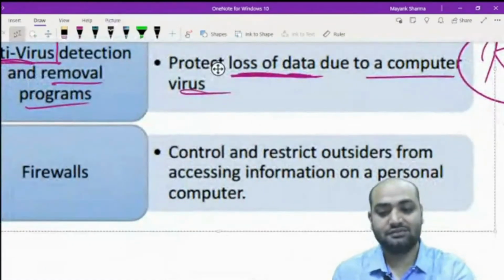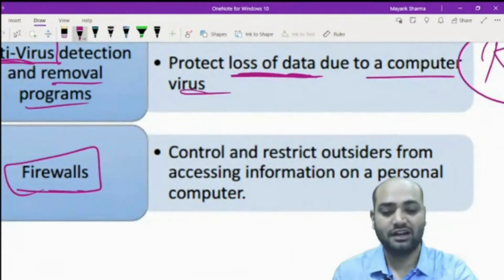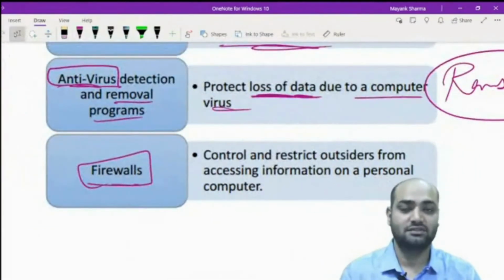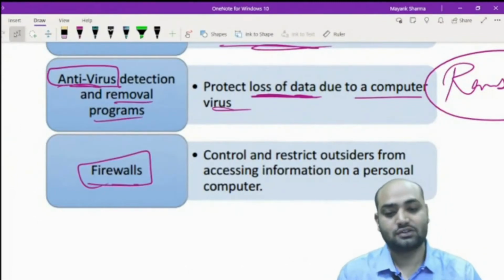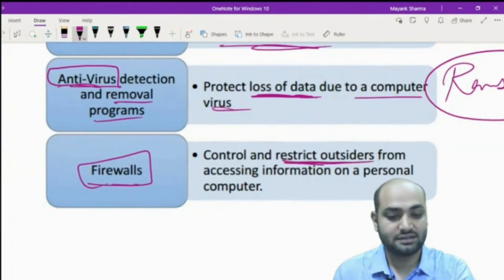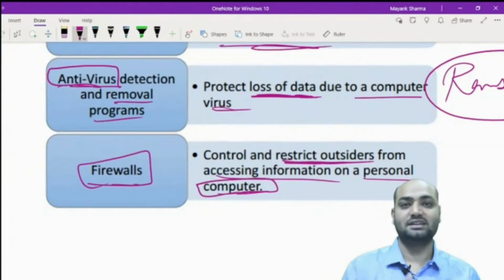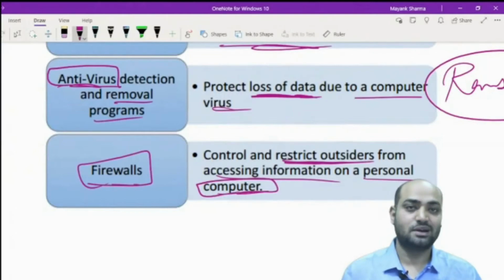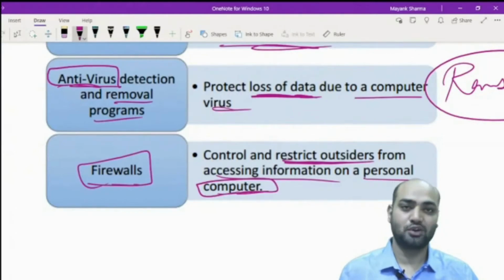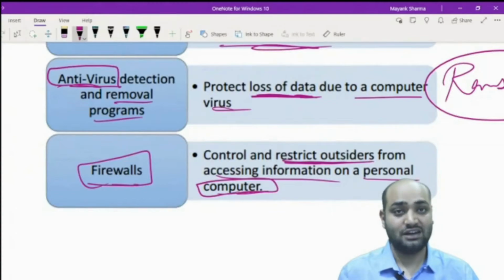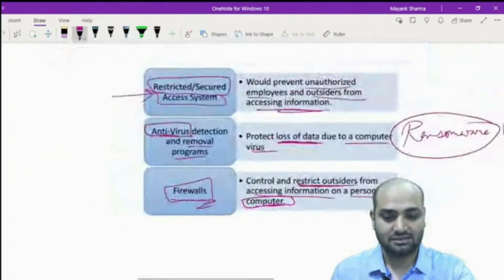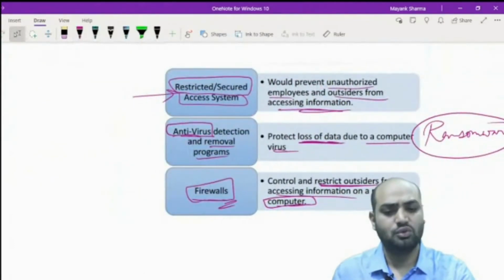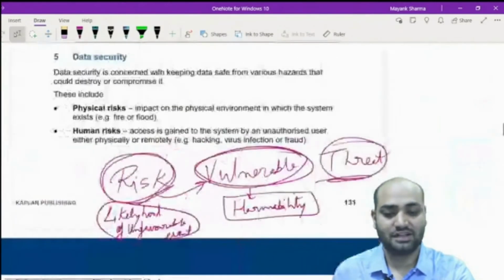Then we have the term firewall. What is a firewall? A firewall is again a protection. It is more like an antivirus, but it protects you from the external environment, or I would say from the internet. It controls and restricts outsiders from accessing information on a personal computer. When your PC is connected to the internet, you are accessing data from the outside world, and the outside world can also access data from your system. Protecting your system against unauthorized access from the outside world is what a firewall does. I hope these three terms are understood because these are the most commonly used methods of protecting data.